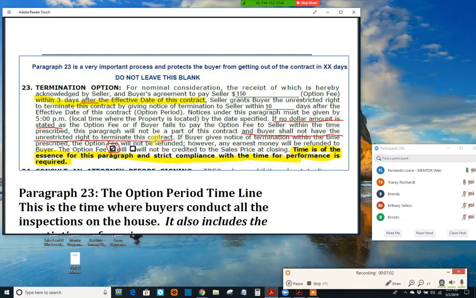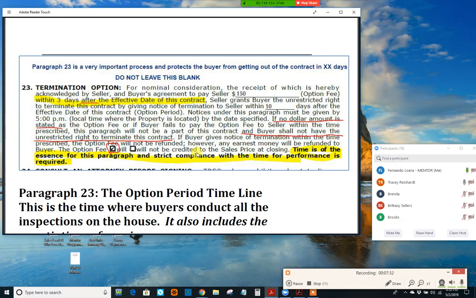Okay, and if the buyer has the option to terminate this contract and receive their earnest money, they will not get the $150 option fee back. They're only going to receive the earnest money if they terminate the contract within 10 days or less. Okay. And usually I like to circle the option fee where it says will be credited. That way the buyers can get it back at closing.